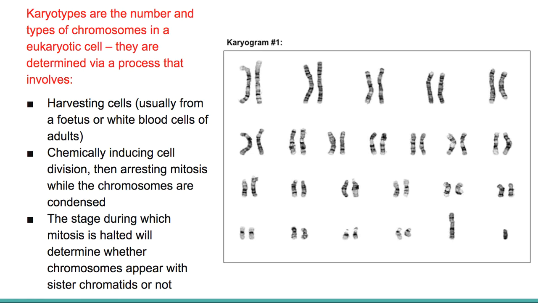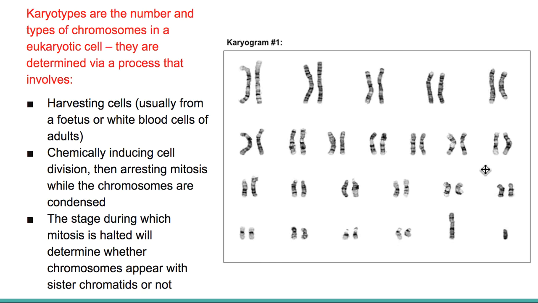All this information is important for karyotypes, that are the number and types of chromosomes in a eukaryotic cell. They are determined via a process that involves harvesting cells, usually from the fetus or white blood cells, chemically inducing cell division, then arresting mitosis while the chromosomes are condensed, and then finally the stage during which mitosis is halted will determine whether chromosomes appear with sister chromatids or not.